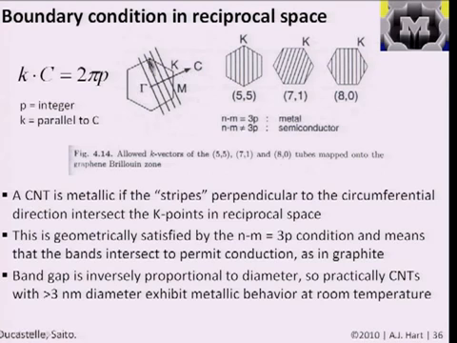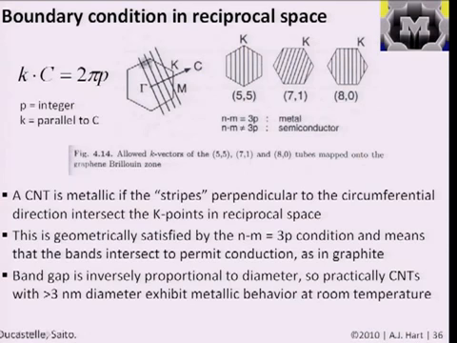If you plot out the allowable values of the wave vector, and if they intersect with the K points of the reciprocal lattice, then you have a metallic tube, and if they don't intersect, you have a semiconducting tube. And physically, what this is doing is determining whether the valence band and the conduction band of the nanotube are touching or not. Basically, whether you have 0 band gap and effectively a metallic tube, or you have a finite band gap and you have a semiconducting tube.